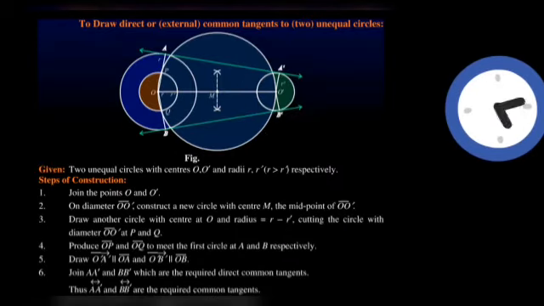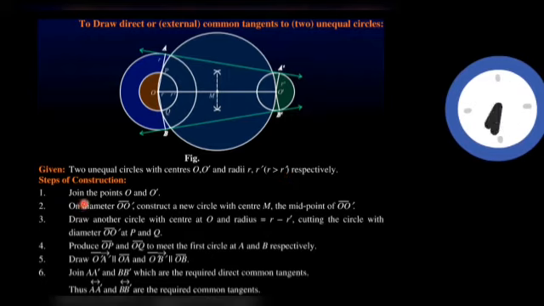Now we shall discuss how to draw direct or external common tangents to two unequal circles. I have two circles, one with center O and another with center O prime. These two are unequal, one is smaller, the other is bigger. I am given two unequal circles with centers O and O prime and radii R and R prime. Here R is greater than R prime.